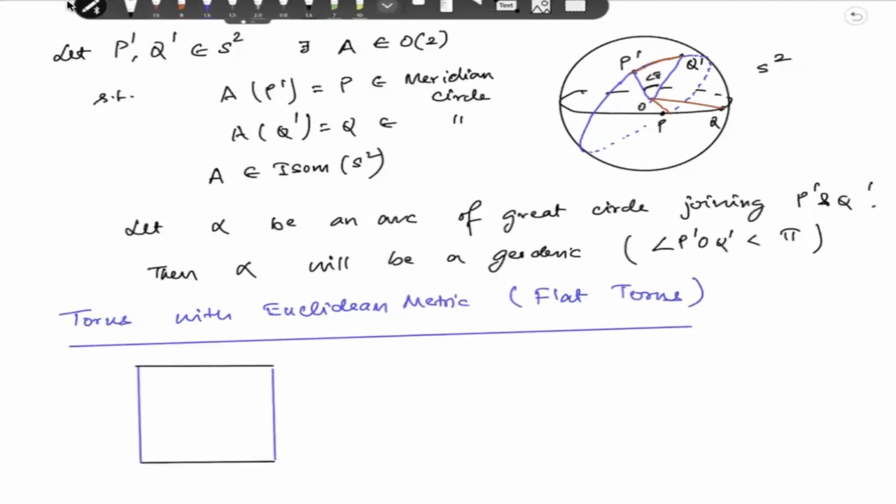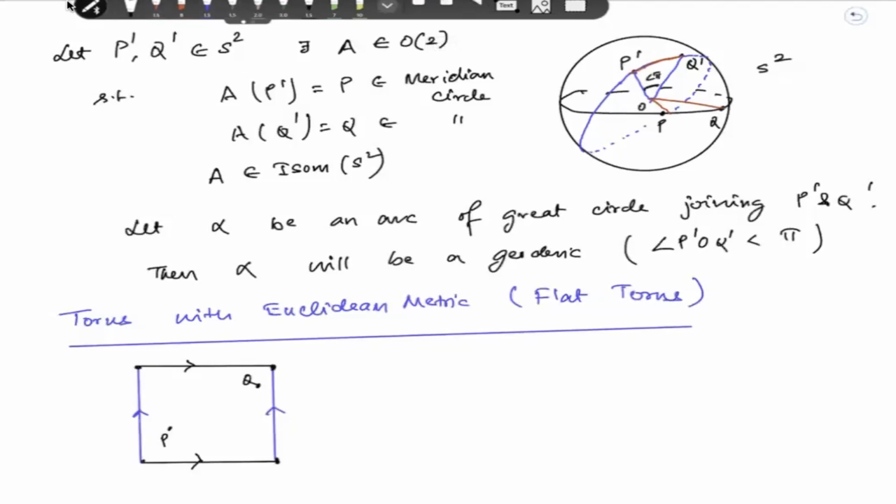This side is identified with this side, and this blue vertical side is identified with the other blue vertical side. So I'll get a flat torus. Now let us take two points in this torus. Let us take two points P and Q. Our goal is to find a length minimizing path joining P and Q.